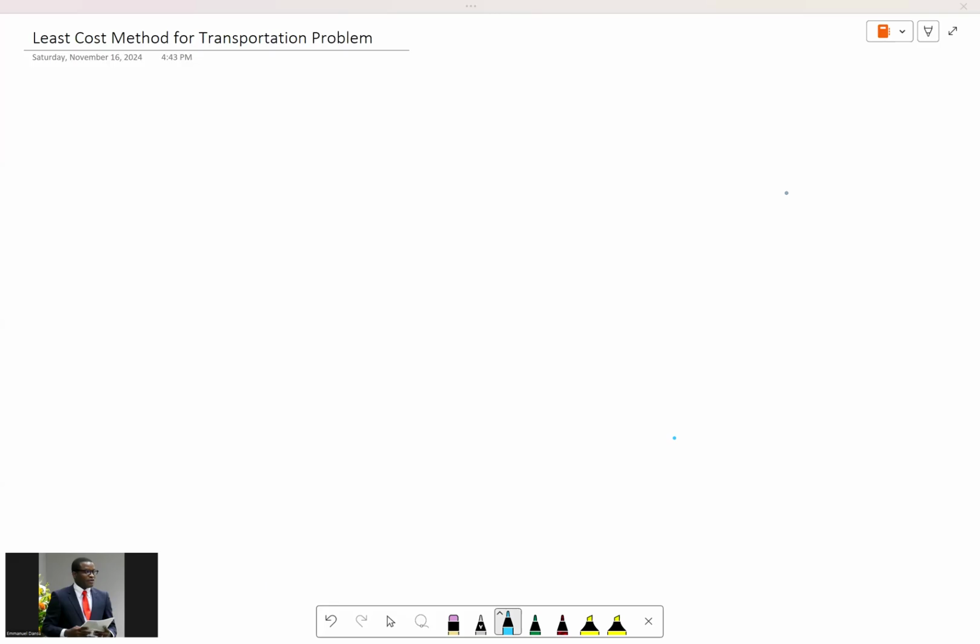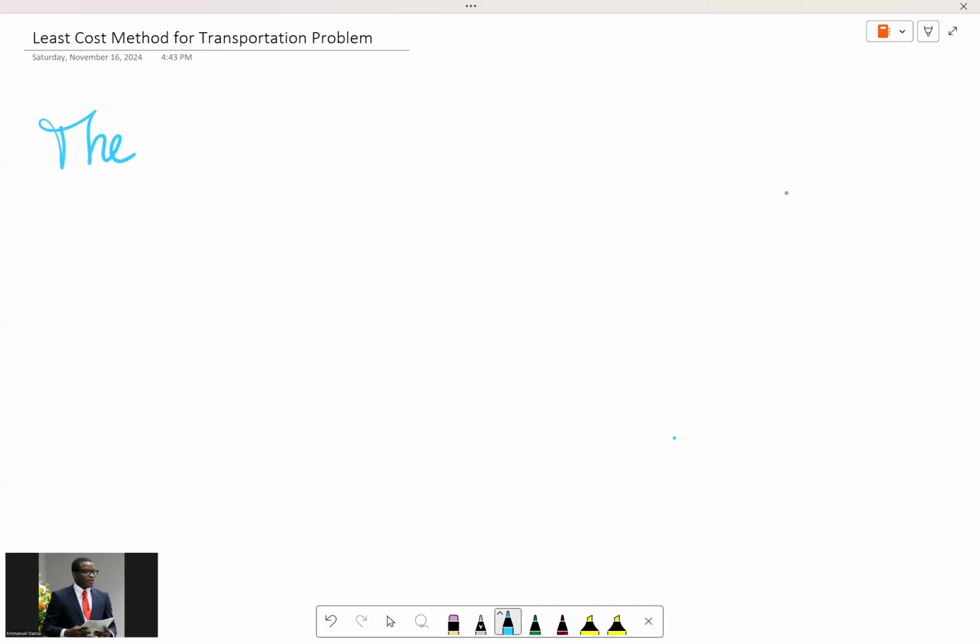So it means that we need to investigate the initial feasible solution to check if it is optimal and to improve it using other methods. So this is another method, just like the Northwest Corner Rule. Let's see how it compares with the Northwest Corner Rule.